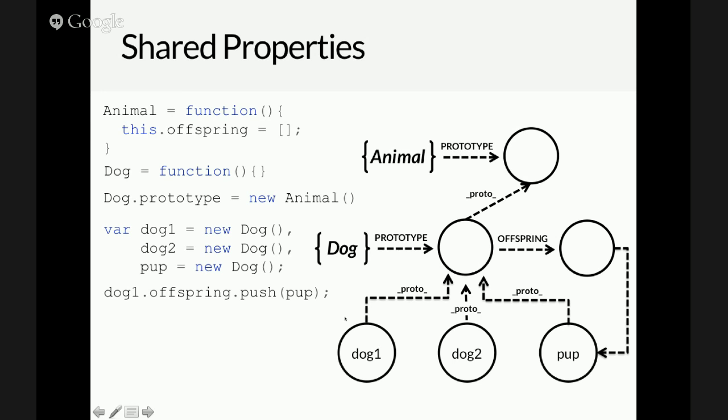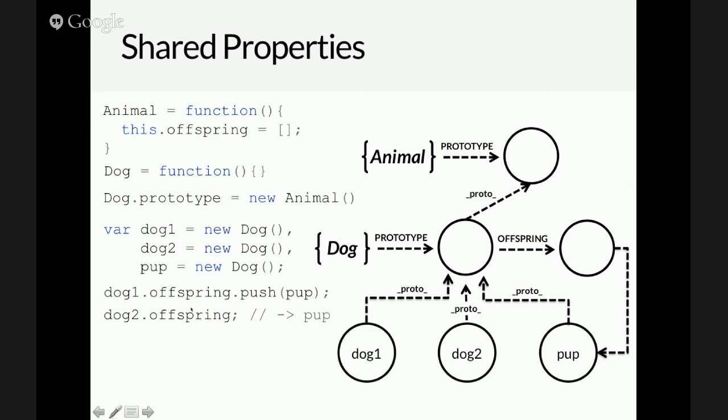Dog1.offspring. So dog1, do you have offspring? No. So let's walk up the proto chain. Oops, lost my mouse. Walk up the proto chain. Now we're on this object here. Do you have offspring? It does. So it's going to push pup onto this array, which is kind of weird. It doesn't make sense in the terms of actual dogs.